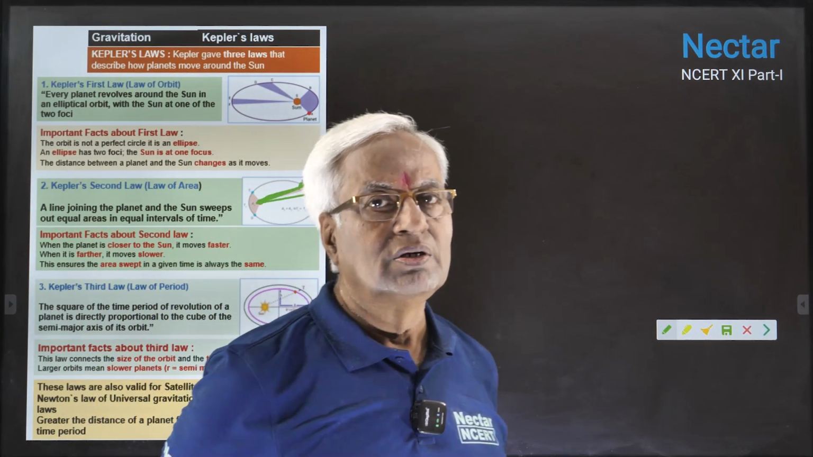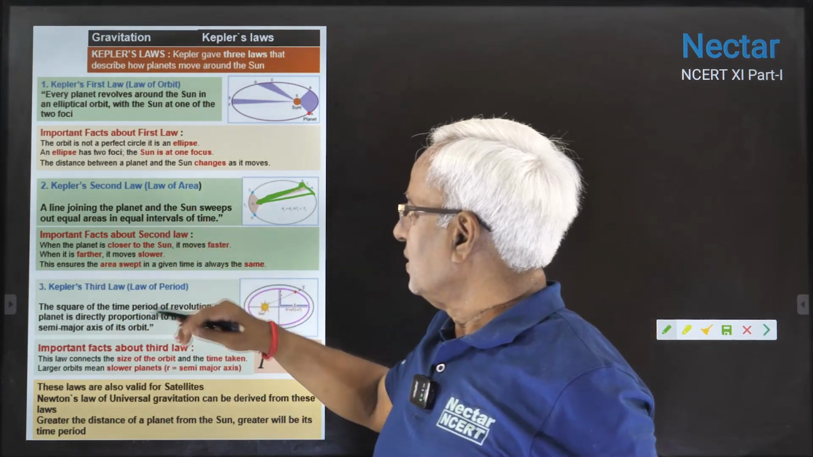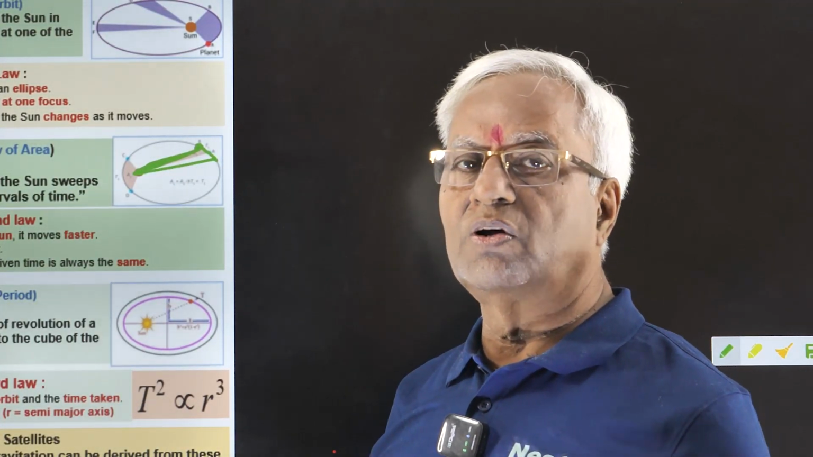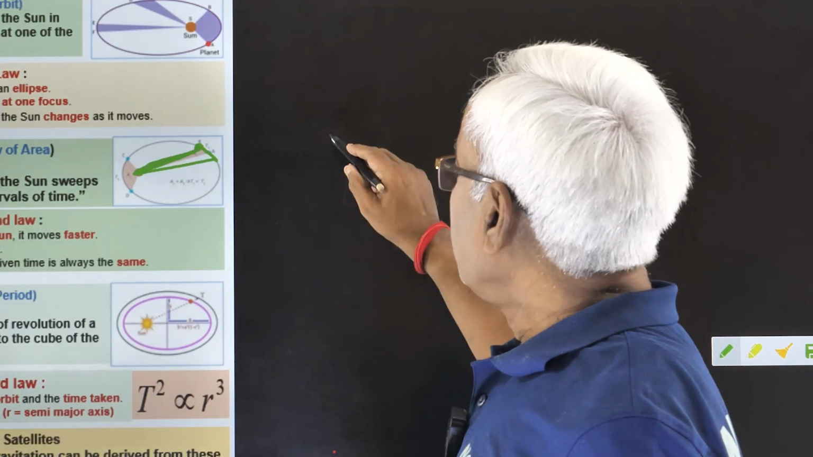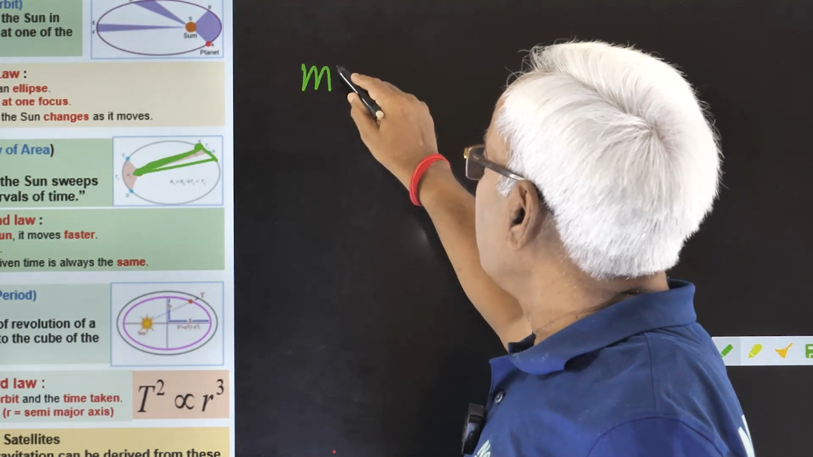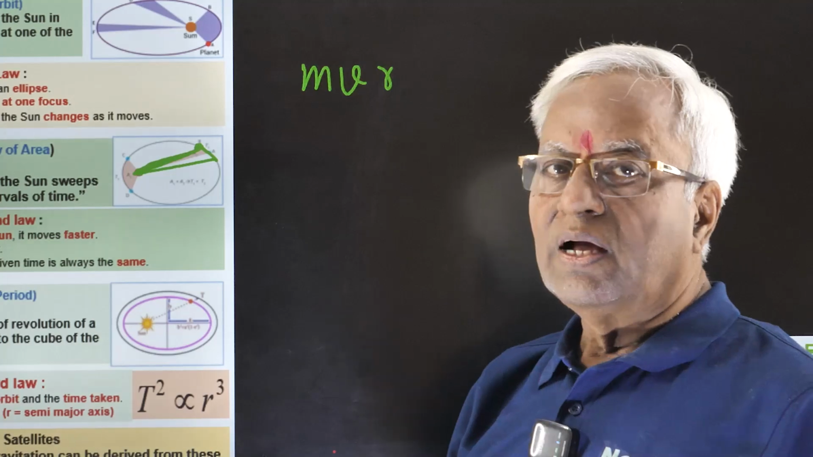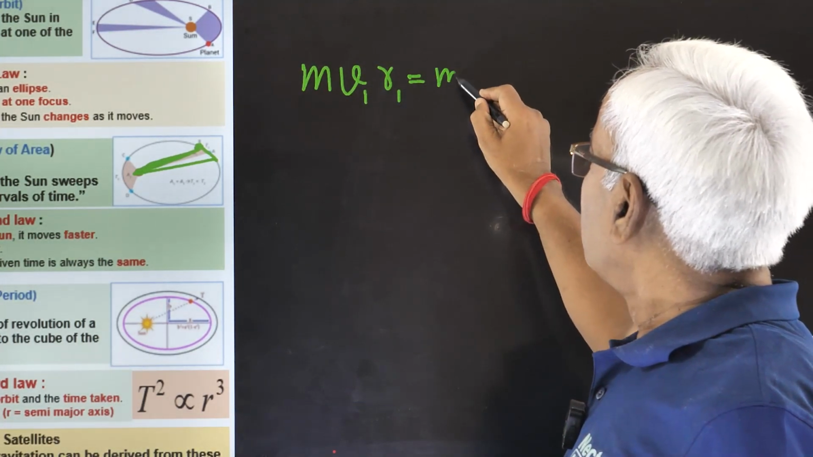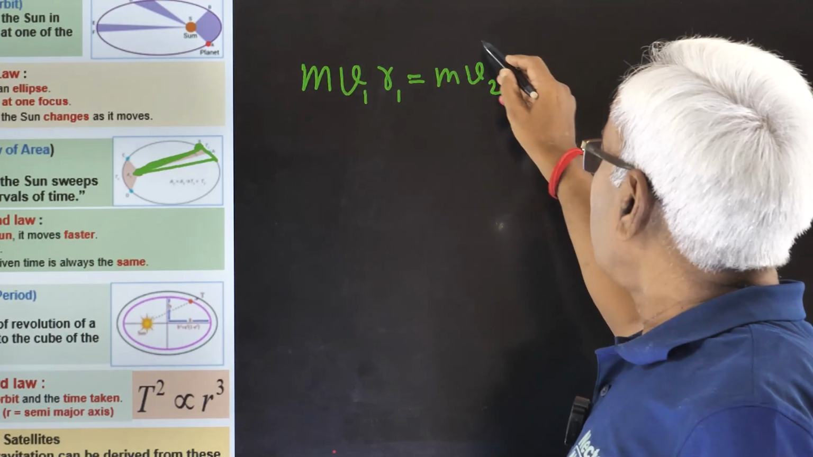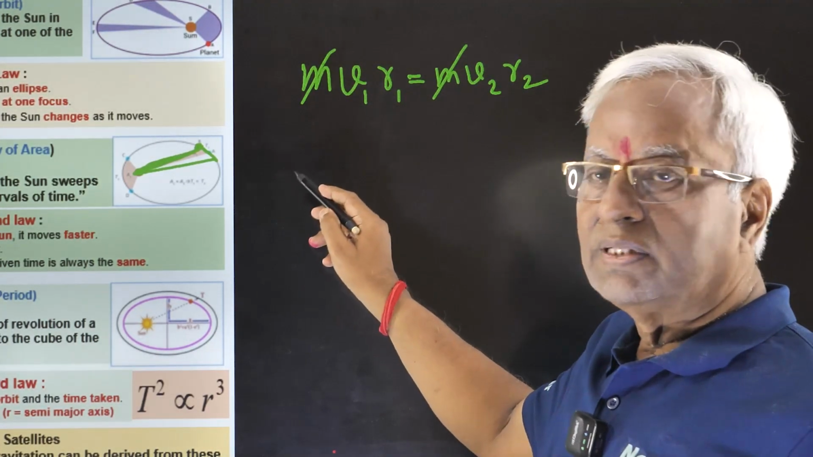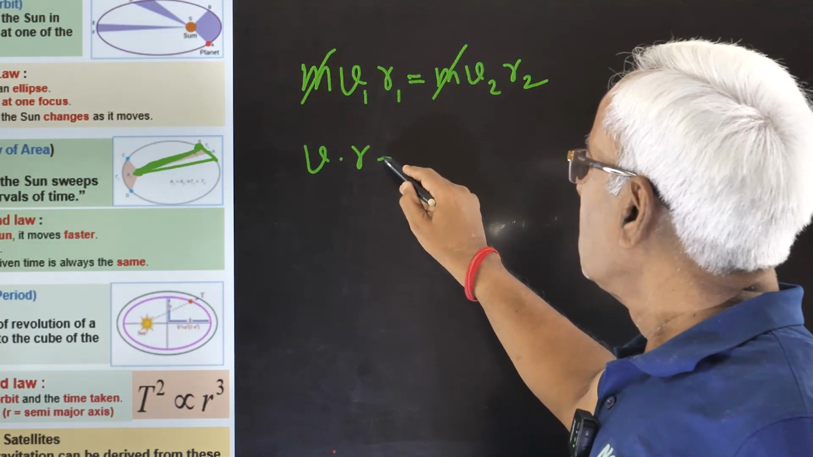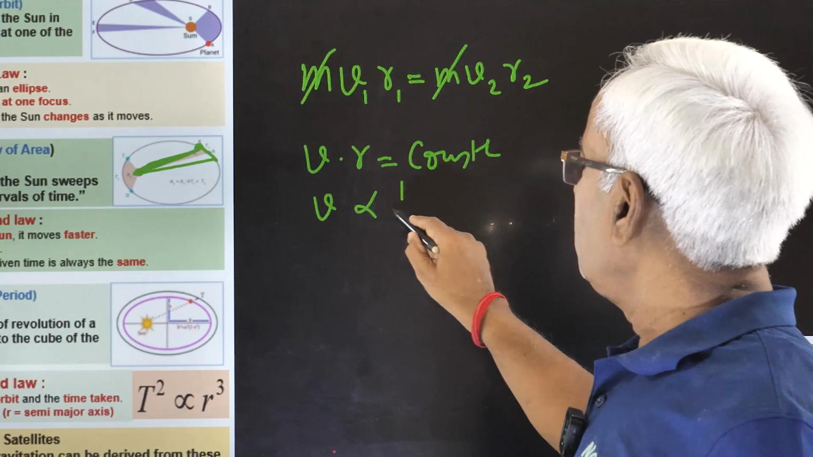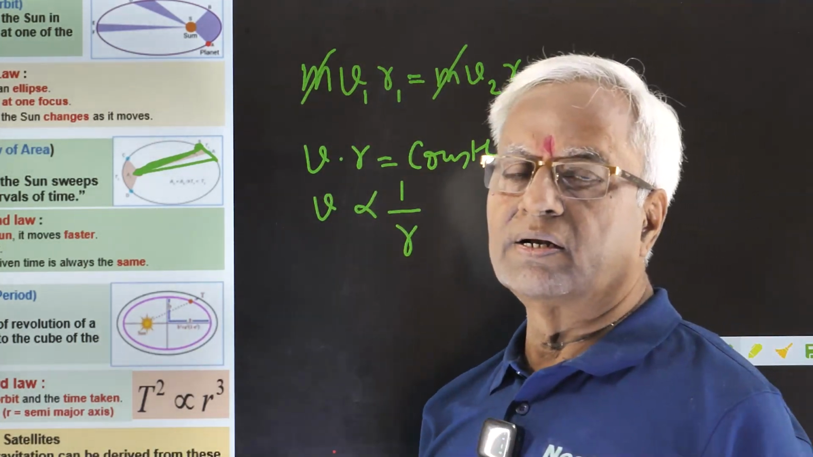Actually, this law, what we are discussing here, becomes another form of conservation of angular momentum. Angular momentum, you know, is MVR. And its conservation means MV1R1 will be MV2R2. That means V into R is constant, or better to say V is proportional to 1 by R.